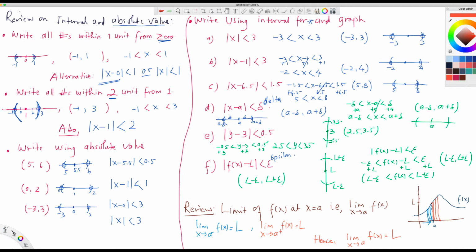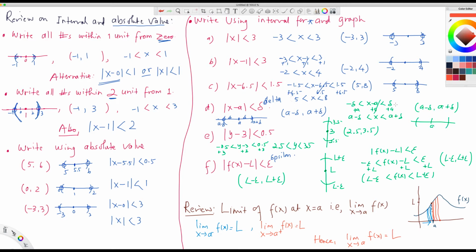Sometimes you get a different height from the left and a different height from the right. In that case, we say the limit does not exist, DNE. But in this example, the height of the function close to a from the left and close to a from the right are equal. That's why the limit is L. The limit equals L, and the limit exists here.